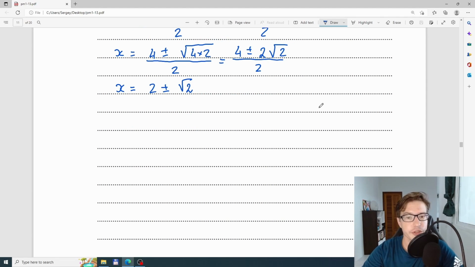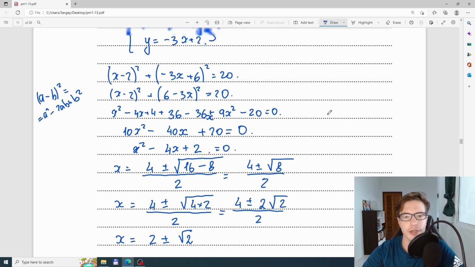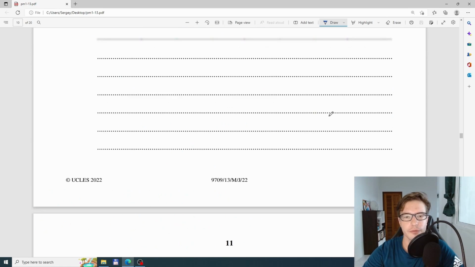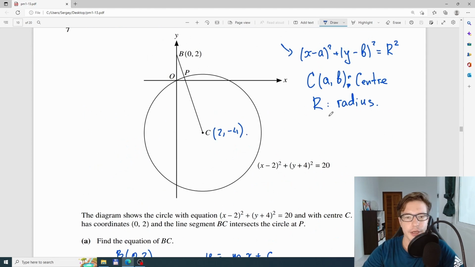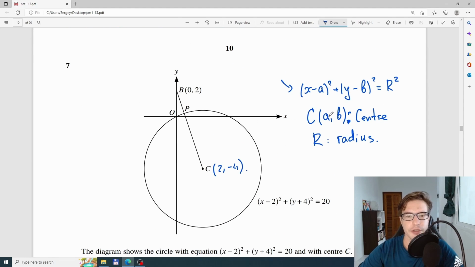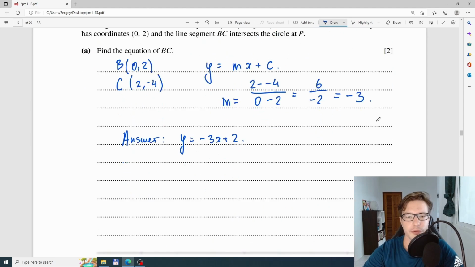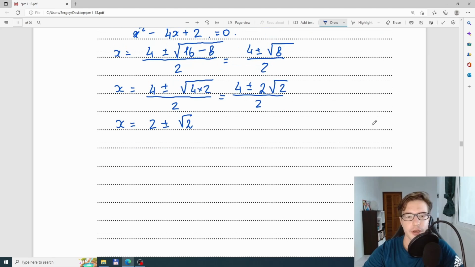Okay, now the question is, should we take plus or minus, or should we take both? Let's have a look at the graph. We're looking for coordinates of P, and the point P is to the left of the center. And the x-coordinate of the center is 2, so if we want to have something on the left of 2, we should take the negative sign. So x is actually equal to 2 minus the square root of 2.